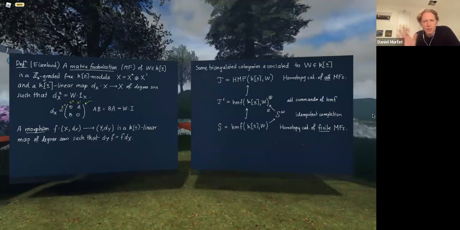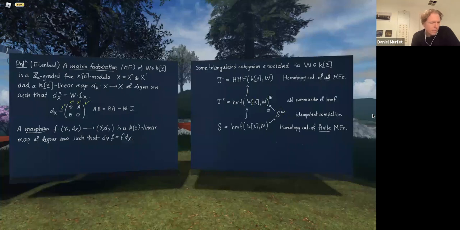Okay, so this will come up a bit later. This relationship between these two ways of thinking about completing HMF. They're identical in some sense up to equivalence. You can either formally add splittings of idempotents, or you can literally add them by going to infinite rank. And those are the two possibilities you see here. Okay, so associated to any potential, we have these various triangulated categories.